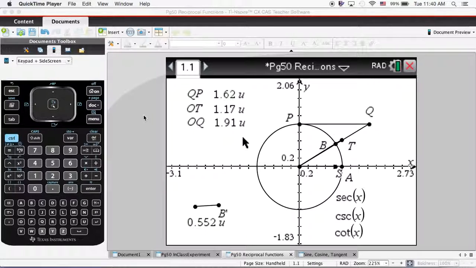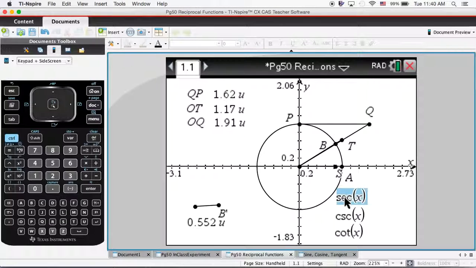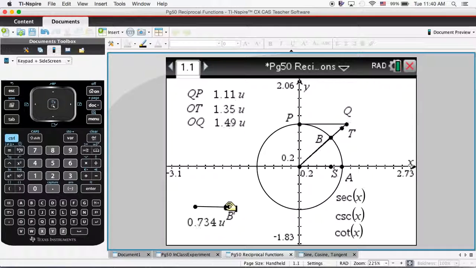Let's understand reciprocal trigonometric functions, which are secant, cosecant, and cotangent in the unit circle. So let's understand these points first. Just like the previous videos, I have B prime that I can move around. As I move B prime, the point B travels around the unit circle.